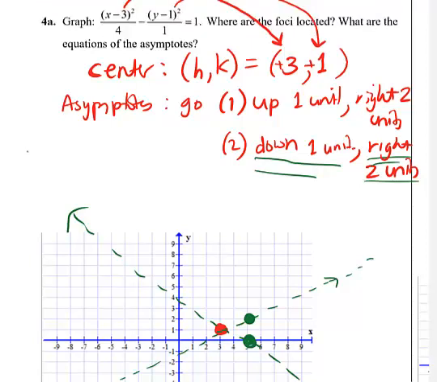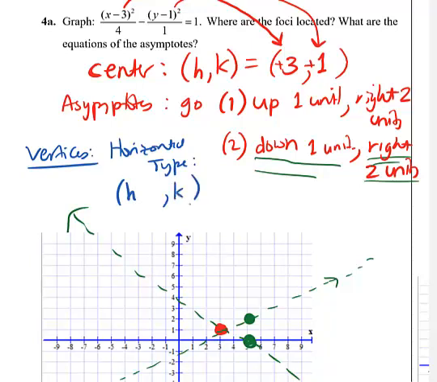We haven't talked about that yet. But the vertices, in this one, since it's a horizontal type, should be located at... you start at h comma k, the center, but you have to go left and right a certain amount to get to the vertices. So I'm going to go right a amount and then left a amount. Those will be your vertices, because everything starts at the center, h comma k, and then you're moving left or right or up or down depending on whether you have a horizontal type or vertical type.